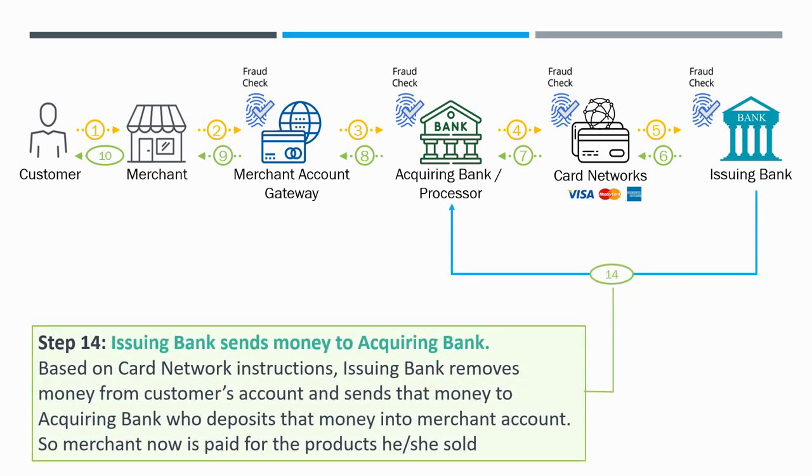Upon receiving instructions from the card network, the issuing bank initiates the transfer of funds to the acquiring bank. The issuing bank removes a specified amount of money from the customer's account and sends it to the acquiring bank. Once the acquiring bank receives the funds from the issuing bank, they deposit the money into the merchant's account. This means that the merchant is now paid for the products or services they have sold. The payment process is now complete, and the customer's account reflects the deduction of the payment amount.